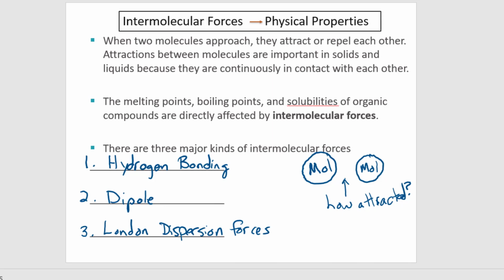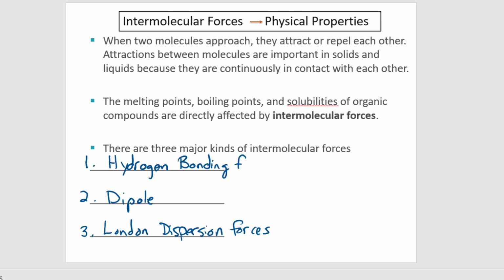So we're going to start with hydrogen bonding. Hydrogen bonding forces occur between molecules that have hydrogen not on carbon. So I'm not talking about hydrogens on carbon, because if you remember, the dipole between a hydrogen and a carbon is negligible. So the hydrogens you're looking for are hydrogens on heteroatoms.